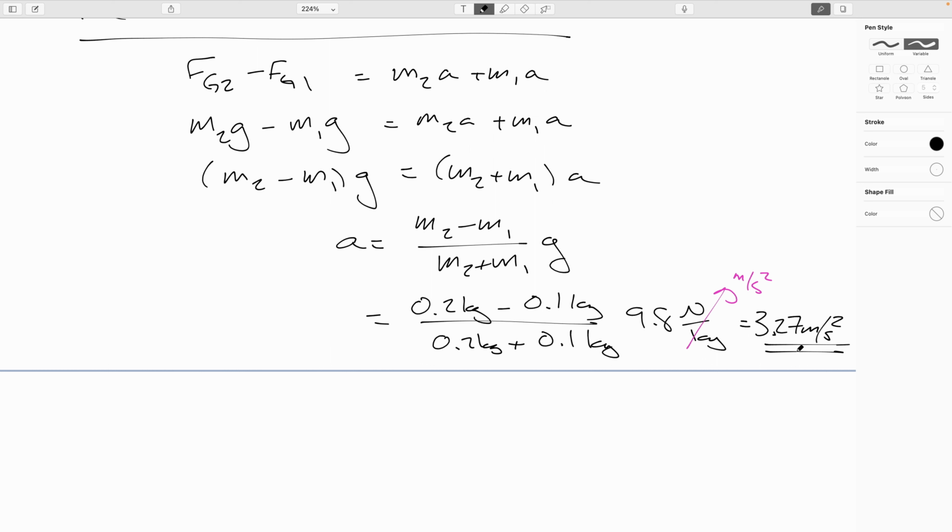which squares with our common sense. It's less than 9.8 meters per second squared, which makes sense. We're not in free fall. We're having to lift the lighter mass, so it makes sense that it's going to be less than 9.8.